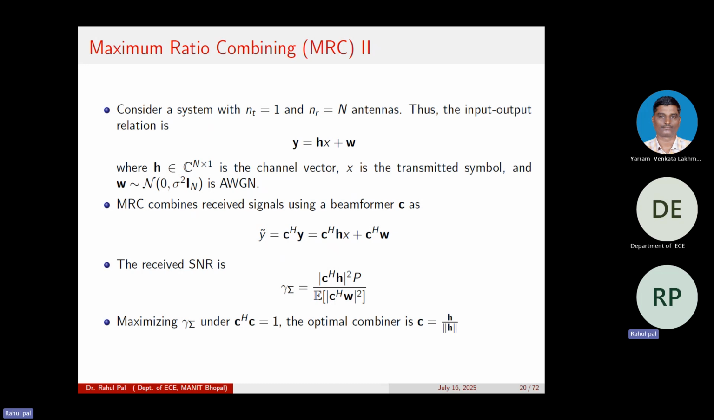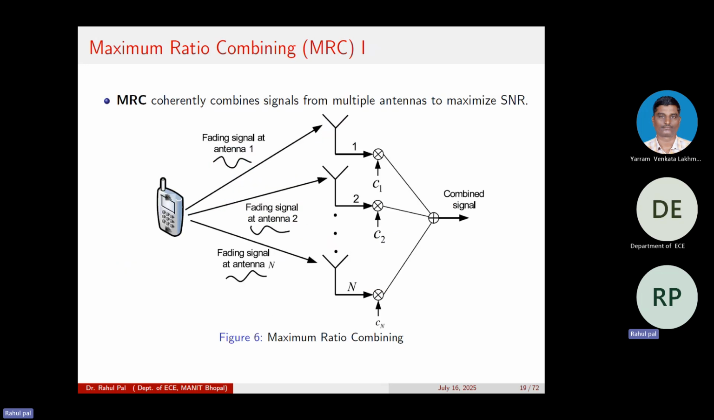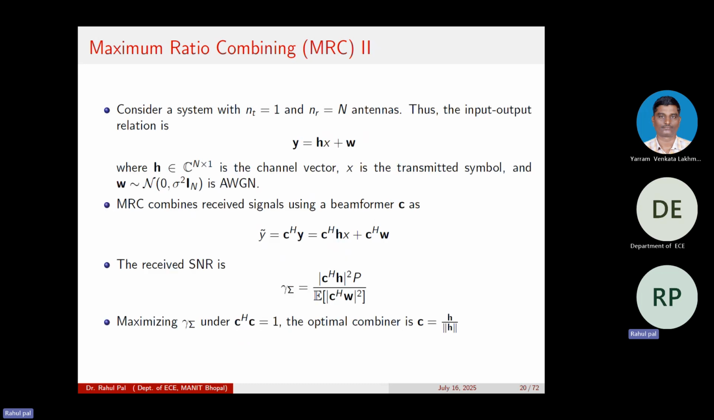Now we have to combine all the signals. Here y1 is multiplied with c1, y2 is multiplied with c2, and so on, and they combine. The same process we are doing here: c Hermitian times y. c is a vector, y is a vector.